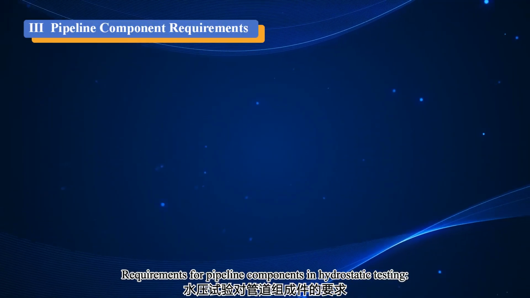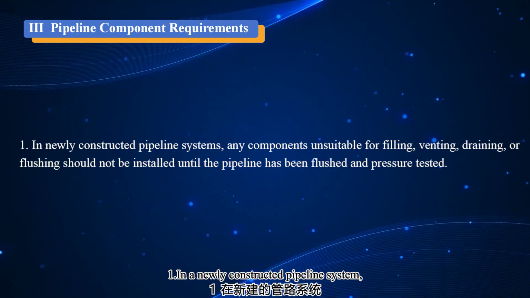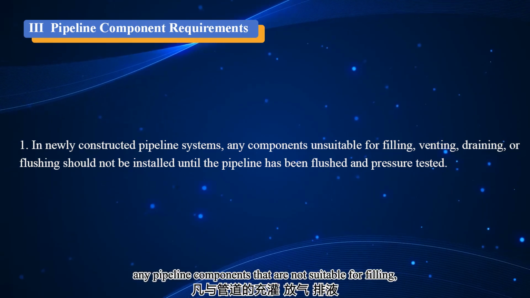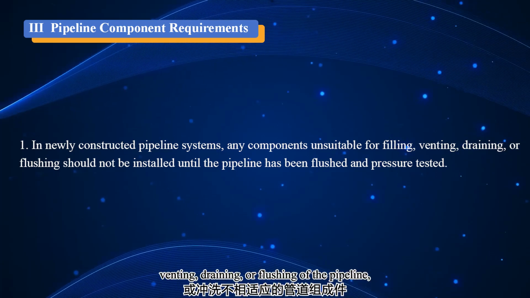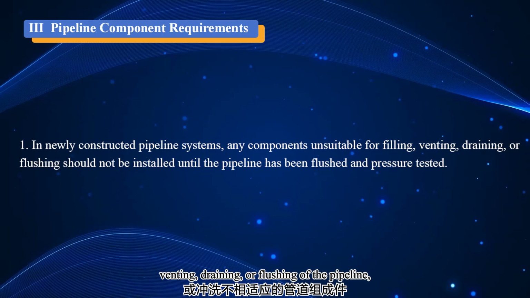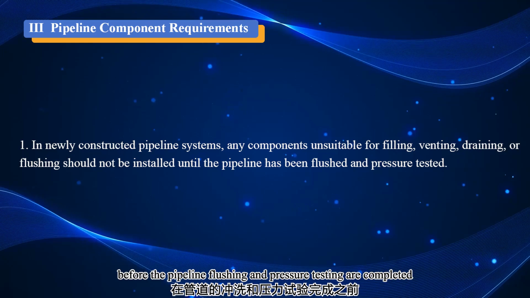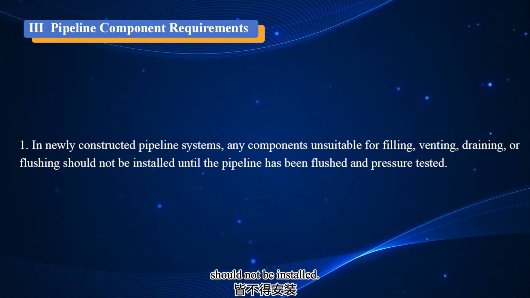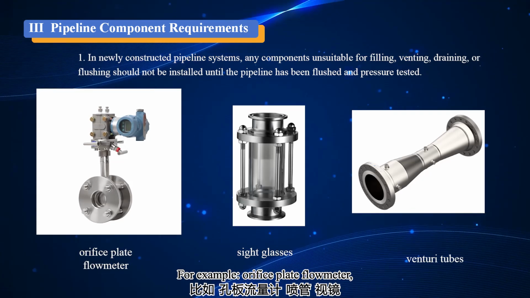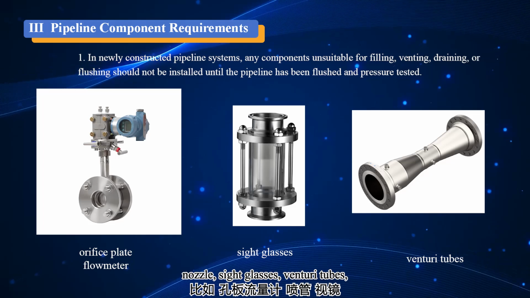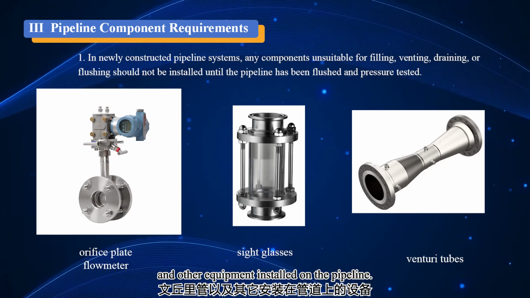Requirements for pipeline components in hydrostatic testing. First, in a newly constructed pipeline system, any pipeline components that are not suitable for filling, venting, draining, or flushing of the pipeline before the pipeline flushing and pressure testing are completed should not be installed. For example, orifice plate, flow meter, nozzle, side glasses, venturi tubes, and other equipment installed on the pipeline.